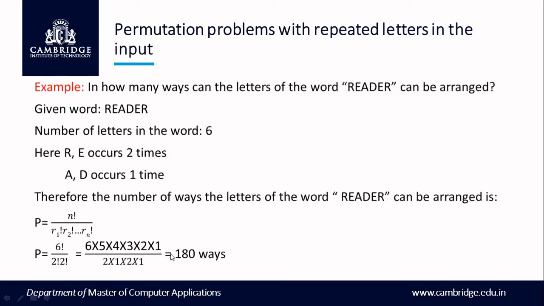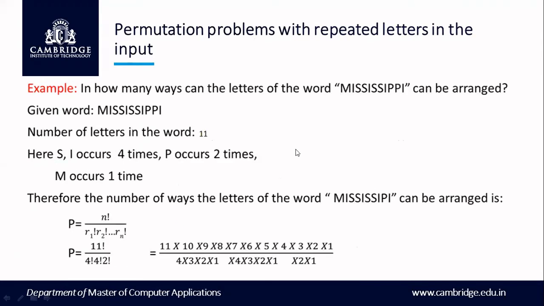So this is nothing but 180 possible ways the arrangements can be done. Now let us take one more example. In how many ways can the letters of the word Mississippi be arranged? The given word is Mississippi. The number of letters in the word is 11. Here S and I occur 4 times and P occurs 2 times.